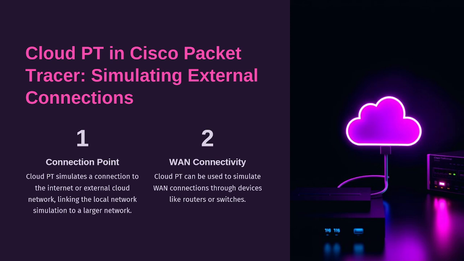Cloud PT in Cisco Packet Tracer, simulating external connection. Number 1, connection point. Cloud PT simulates connection to the internet or an external cloud network, linking the local network simulation to a larger network. Number 2, WAN connectivity. Cloud PT can be used to simulate WAN connection through devices like a router or switch.